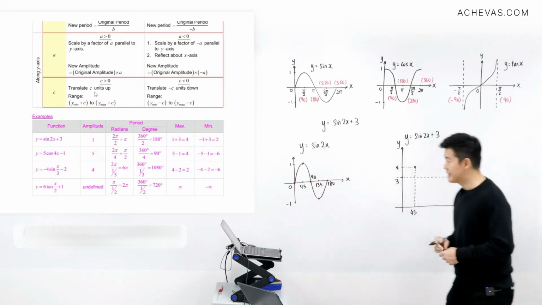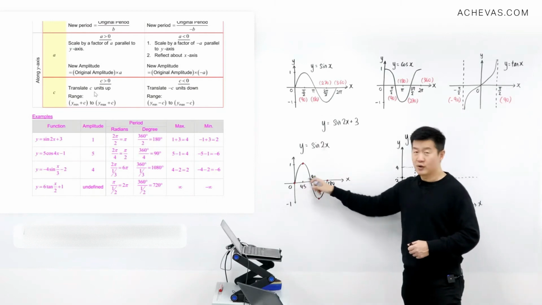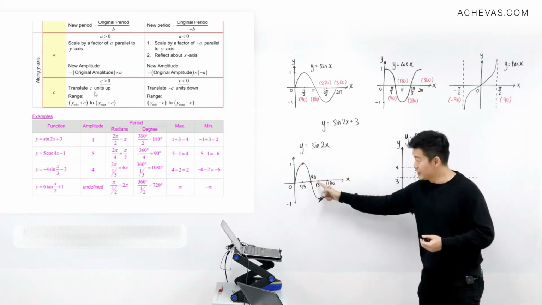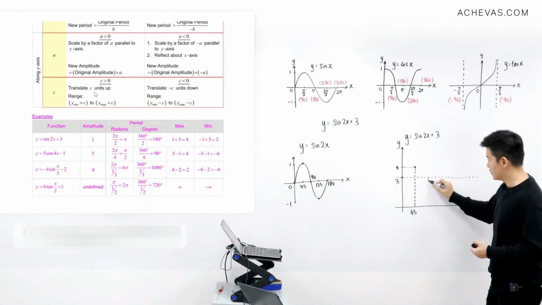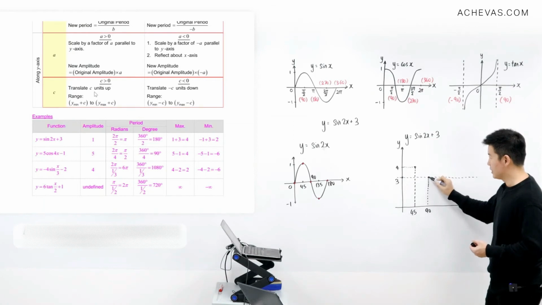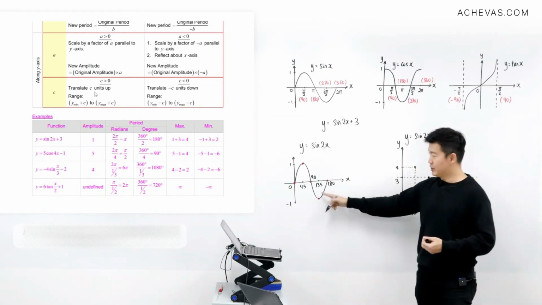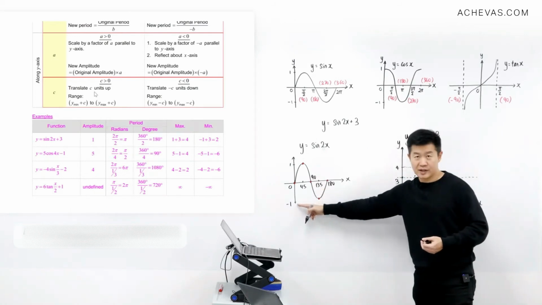Next, I'm going to go for this 90. So it is going to be at 90, 0. It will become 90, 3 because this point is going to go upwards. So let's say we have this 90 and 3. So it's going to be here. Then after that, this point, the x coordinate of this point is 135, and the y coordinate is -1.